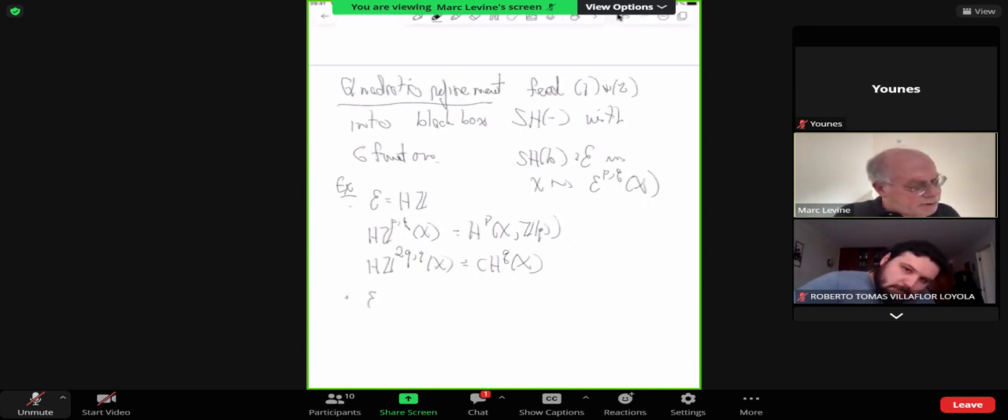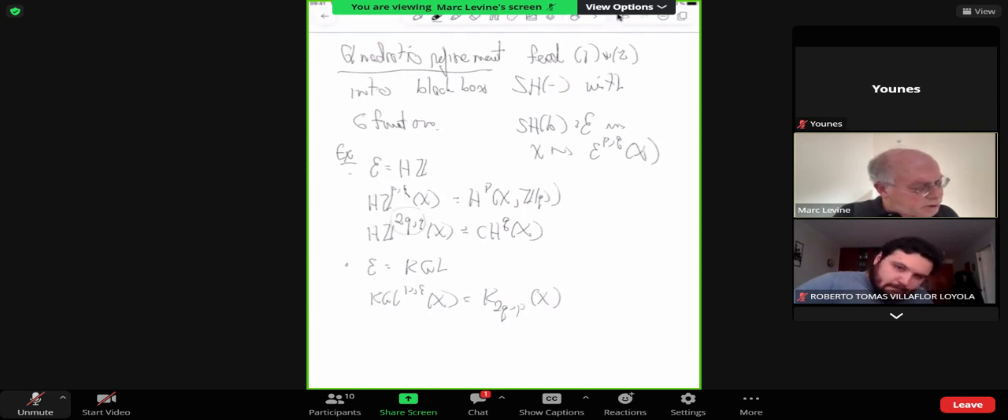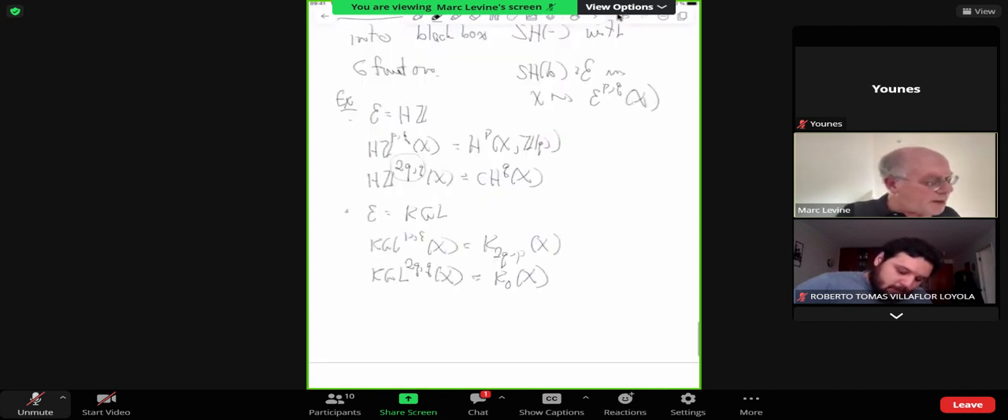Another example is you can take E to be the spectrum KGL. This represents algebraic K-theory, and then KGL^{p,q} on X turns out to be Quillen K-theory in degree 2q minus p on X. So again, if we take this 2q,q part, this is just the Grothendieck group K0 of X.